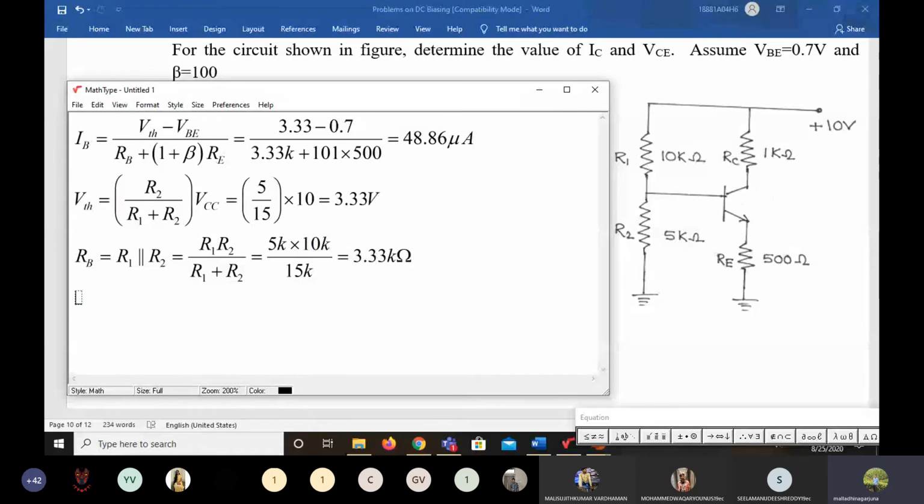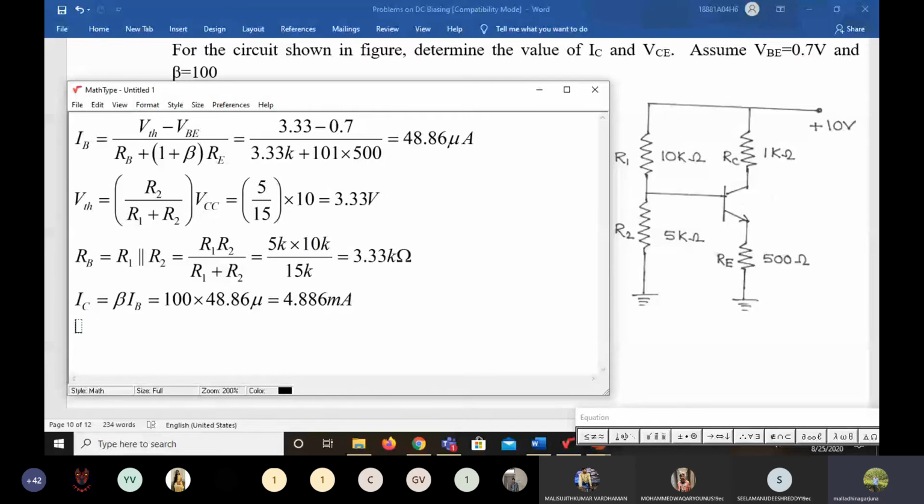Okay. So if you know that IB, then you can calculate IC equal to beta times IB. So this is 100 into 48.86 micro. 48.86 into 100 means 4886, so that converts into milli. So IC equal to 4.886 milliamperes. This is IC.